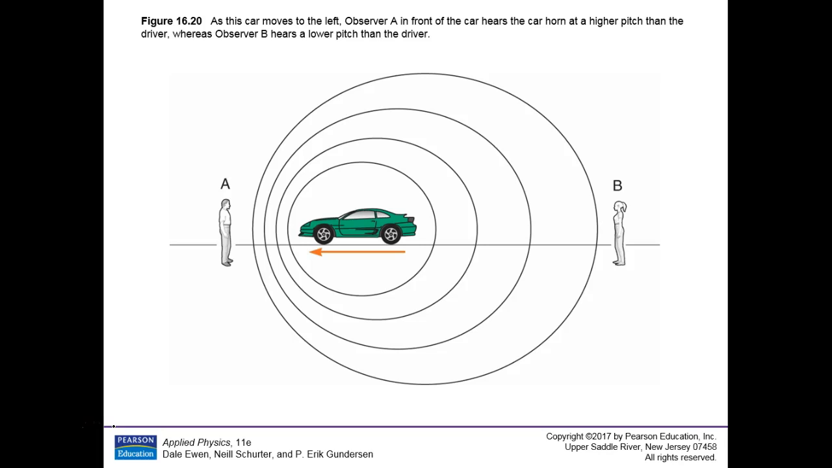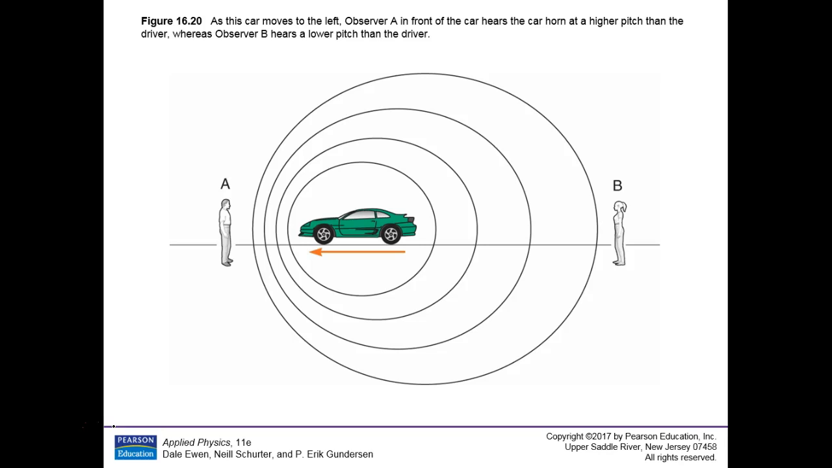As the car moves to the left, observer A in front of the car hears the car horn at a higher pitch than the driver who is with the car. He hears the pitch that it's actually doing. Observer B hears a lower pitch than the driver because the wave fronts are getting further and further apart. So here is the formula that relates those.